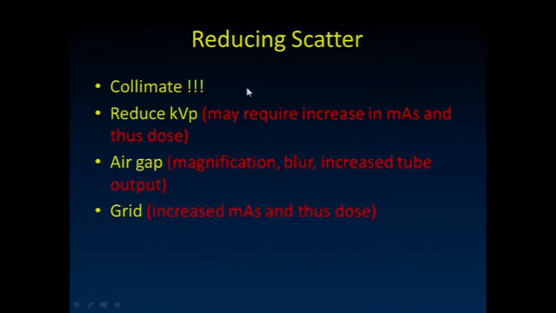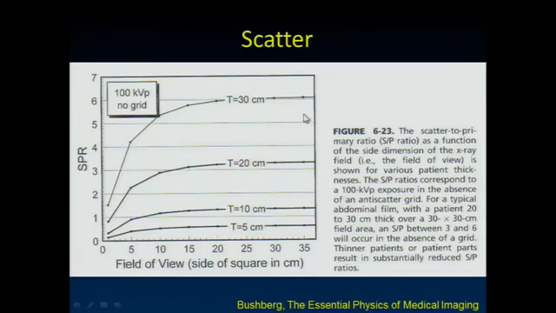So as I mentioned before, we're going to collimate. We're going to reduce that kV when it's at all possible. We may use an air gap, and the other thing I want to talk about is maybe using a grid. I want to make this point quickly, though. Here's an example where they used different diameter phantoms and different field of view sizes. On that phantom they opened up the field of view to different sizes, and they looked at what the scatter to primary ratio was. So look here. Here's a very small phantom, 5 centimeters. And even if the field of view got bigger, there really wasn't a whole lot of scatter.